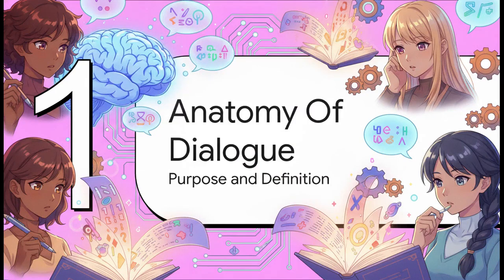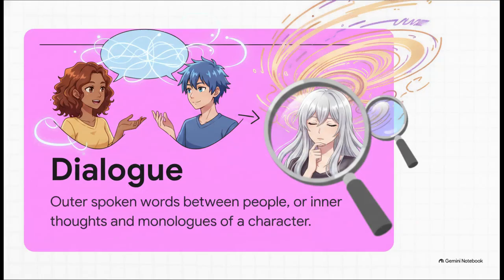All right, Section 1, the anatomy of dialogue, purpose and definition. To fix bad dialogue, we first have to understand what it actually is and the heavy lifting it needs to do on your page. Fundamentally, there are two types of dialogue. You've got outer dialogue, which is the spoken conversation between two or more people. This is the stuff that gets tucked inside quotation marks. But we also have inner dialogue, which is the character's internal thoughts or an inner monologue. And what's really interesting here is that inner dialogue doesn't usually require quotation marks. It often just blends right into the narrative or uses italics. Both are super powerful tools, but they definitely operate differently.